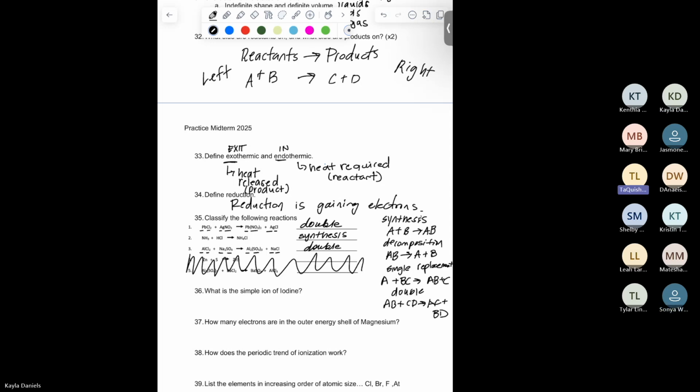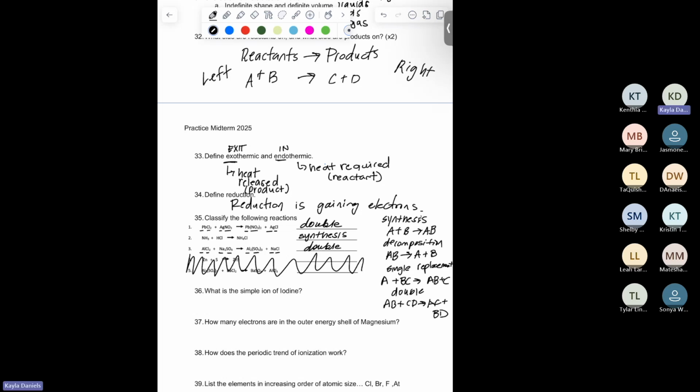We probably should say double instead of swingers, because you've got to know, swingers is not going to be one of the answer choices. But it makes so much sense, it's so much easier to remember. Just remember that that goes with double replacement, though.